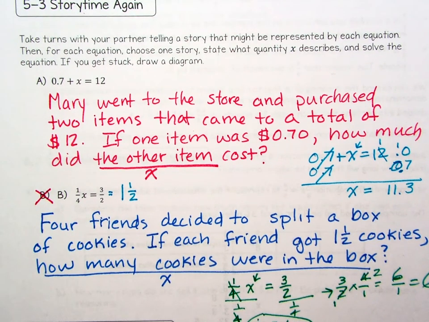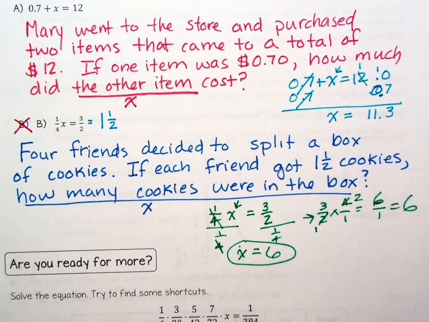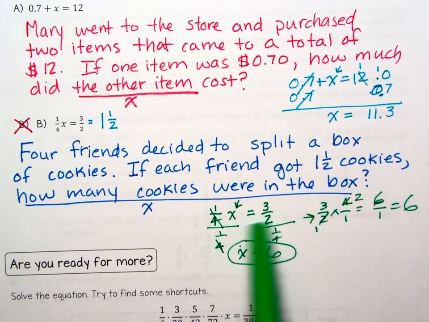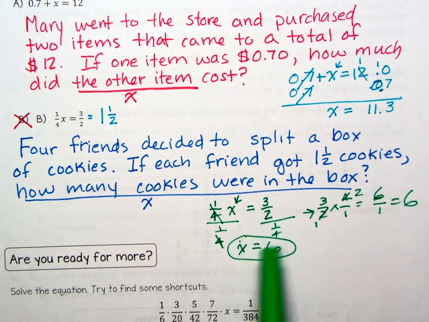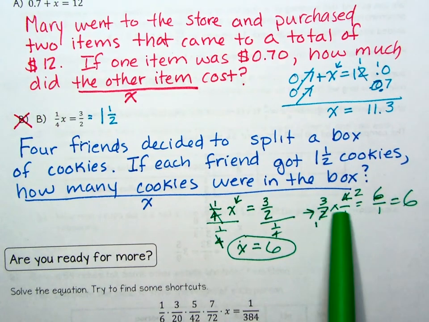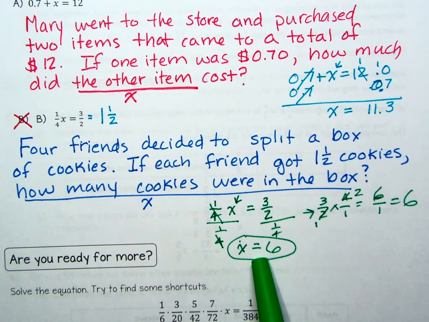Sorry, that wasn't even on the screen. There we go. So to recap: I divided both sides by 1/4, did my arithmetic of 3/2 divided by 1/4 over here, and my solution was x equals 6. And like I said, we're all going to have different stories for this one.